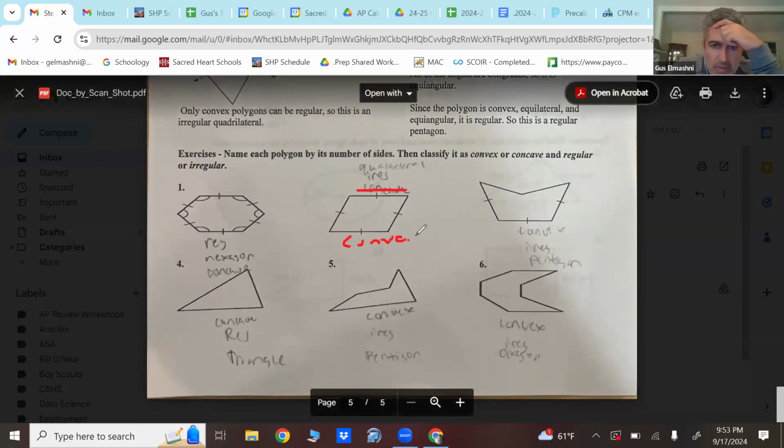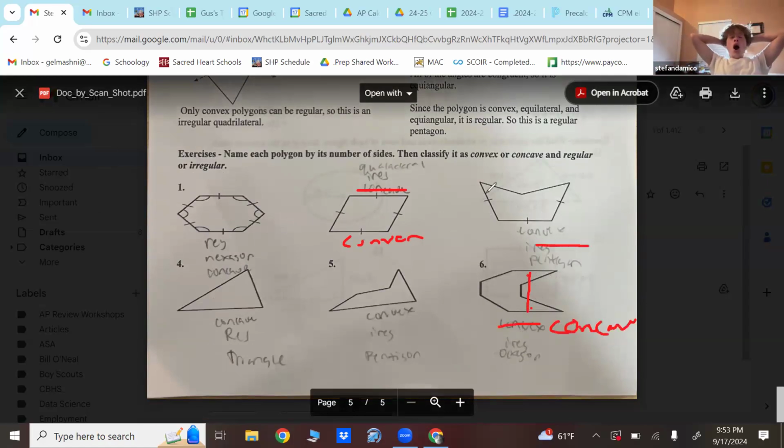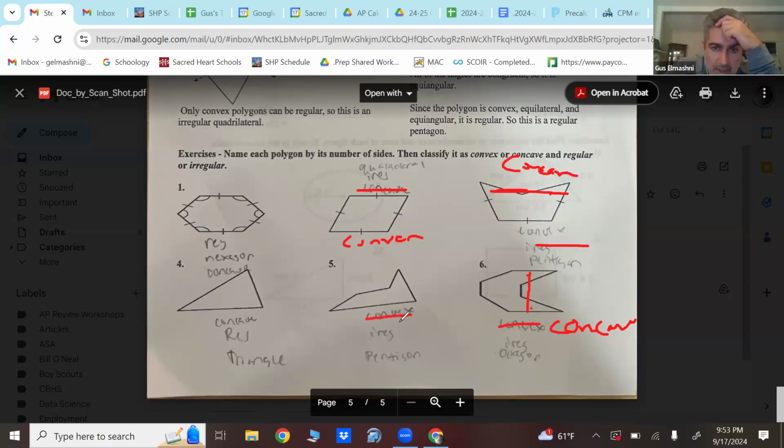Concave means it caves in, or if you pick two points and part of the segment lies outside, that makes it concave. So that's concave because it caves in. That's concave as well. That's also concave. Because you're going to be tested on this, we've got to make sure you're careful on it. So that's convex. You're totally mixing it up.